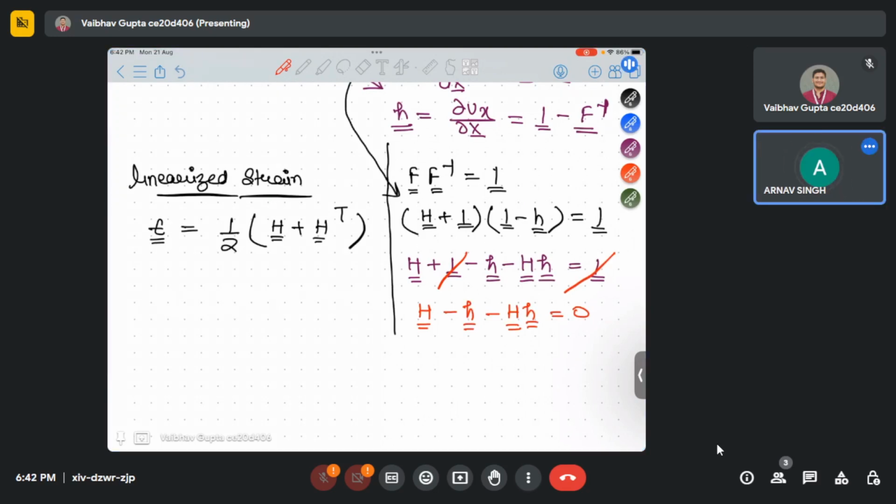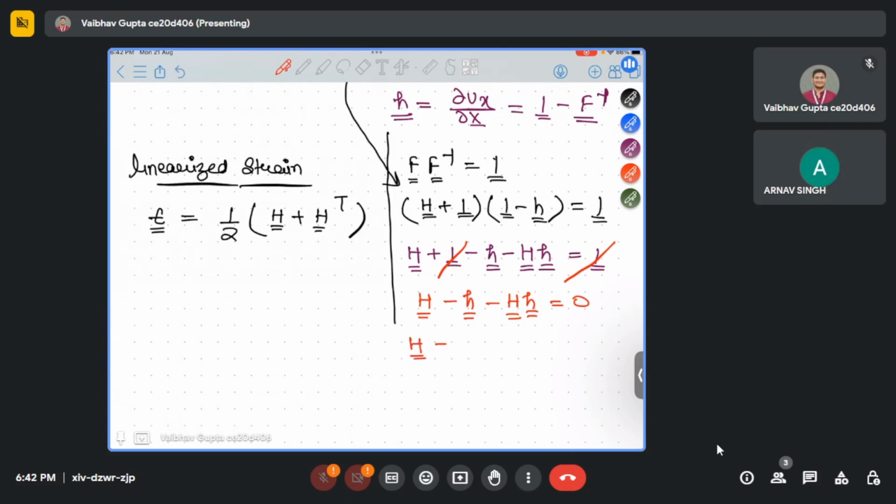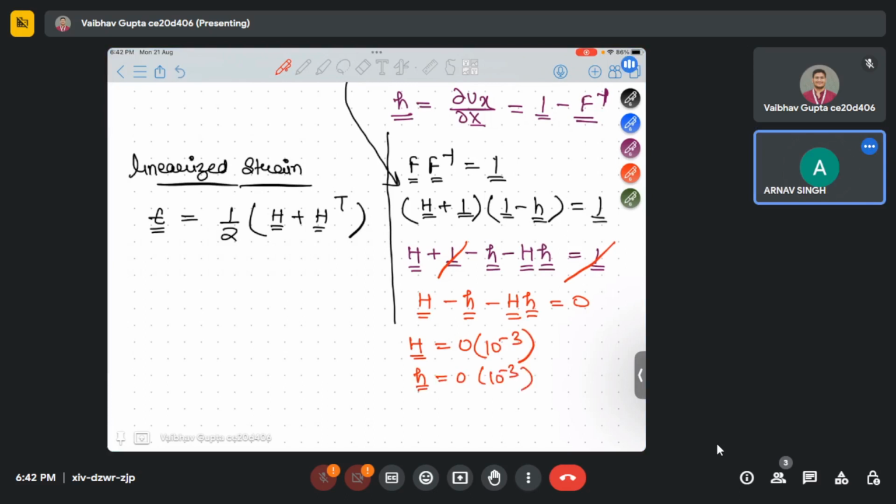In the lecture you have seen the order is 10 to the power minus 3. If the order of H is 10 to the power minus 3, small h also. So when you multiply these two, it will be 10 to the power minus 6. So this is very small, so this goes to 0.